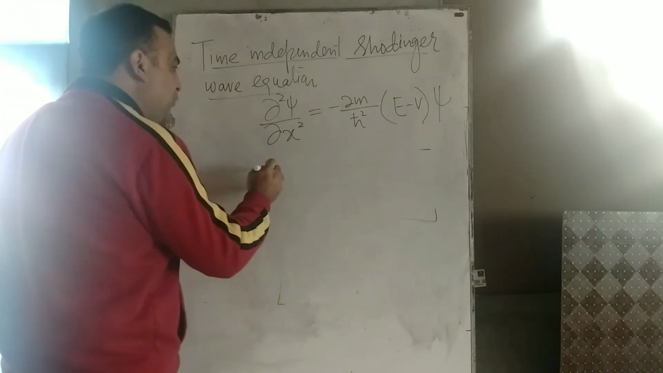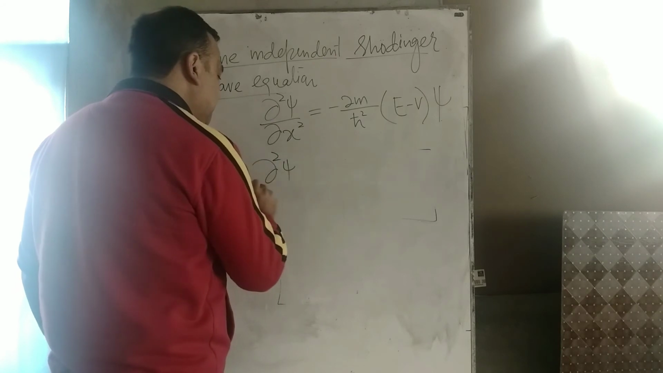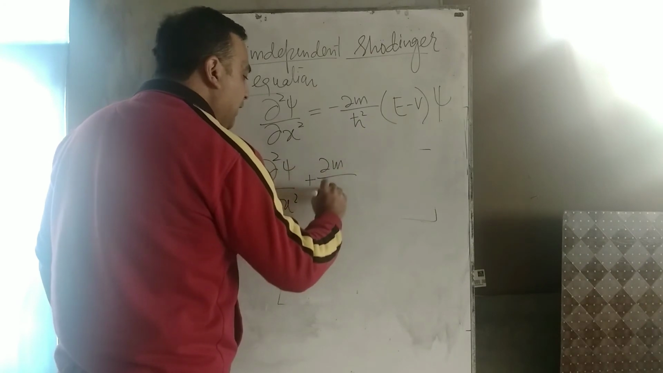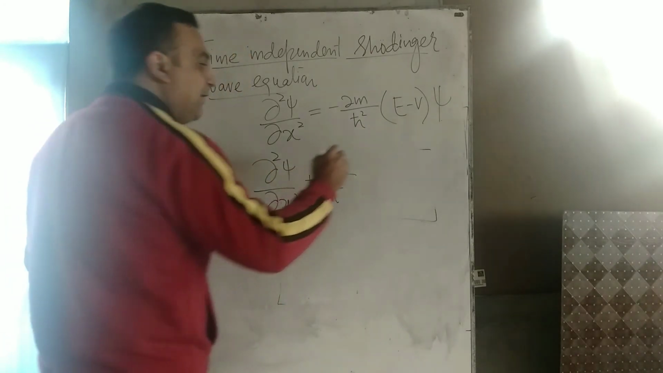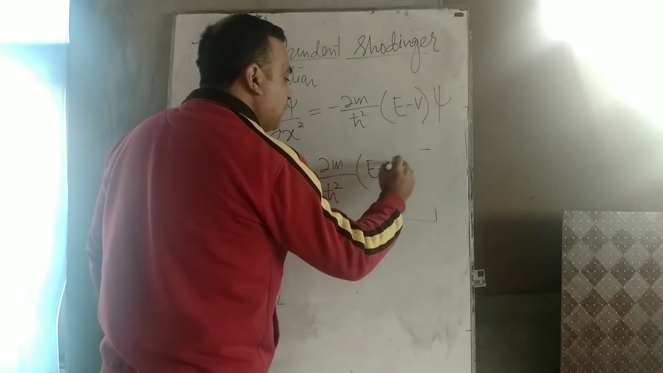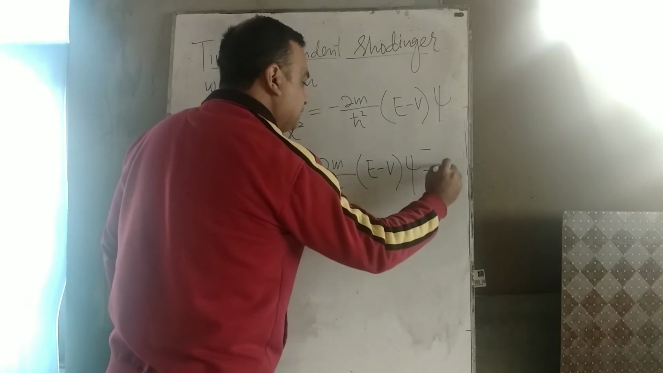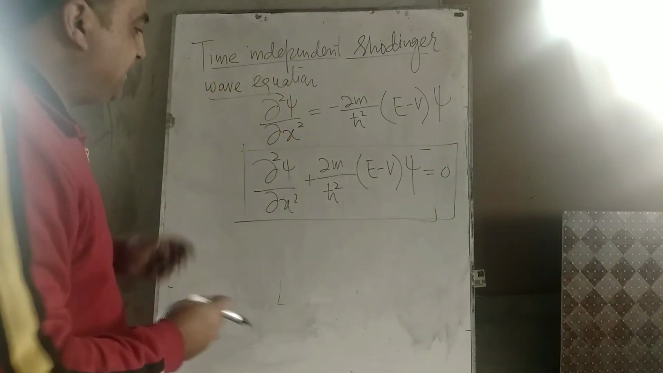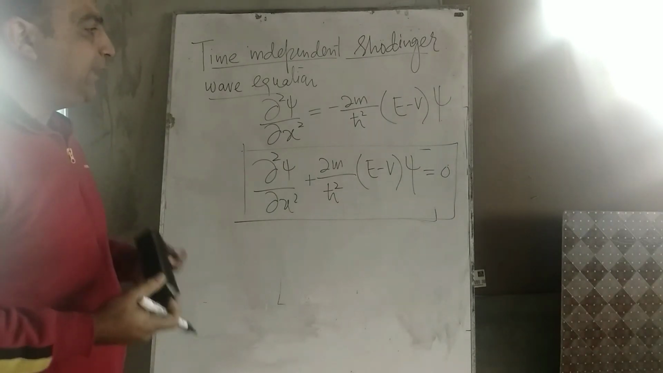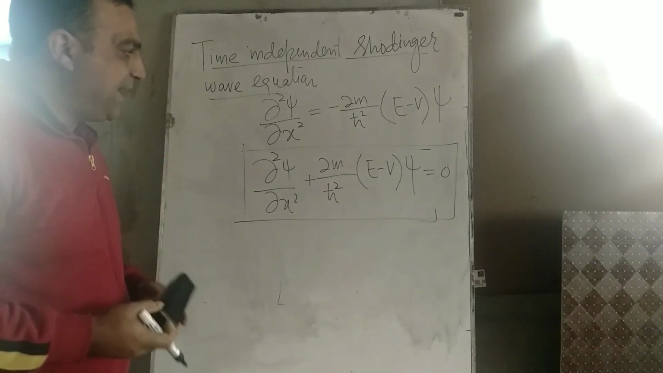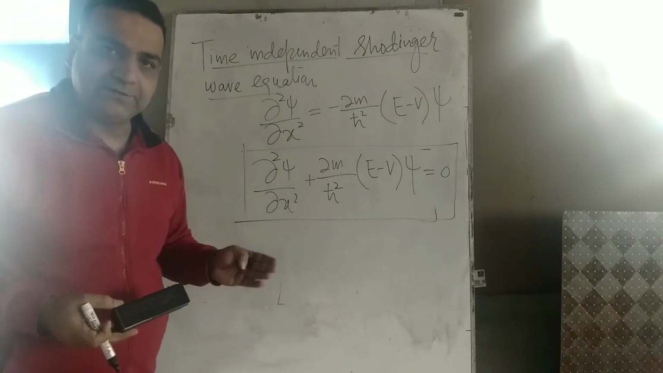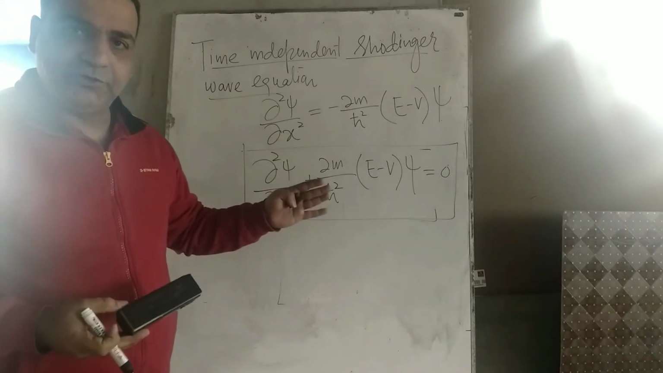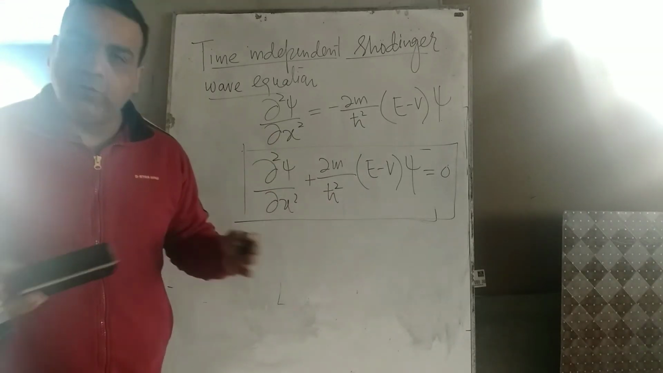So I can further manipulate it and I can write down that del 2 psi upon del x2 plus 2m upon h bar square times E minus V times psi is equal to 0. This equation that's out here, this is the Schrodinger's time-independent equation. Now you see, we have achieved this result by assuming a wave function and portraying that wave function on a particle which is freely moving.